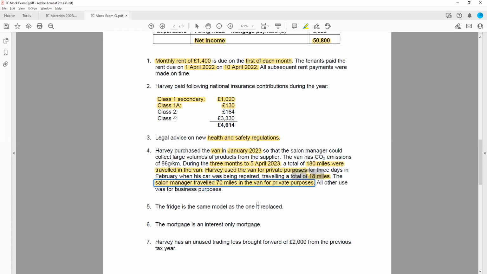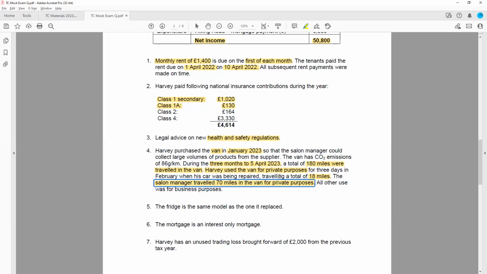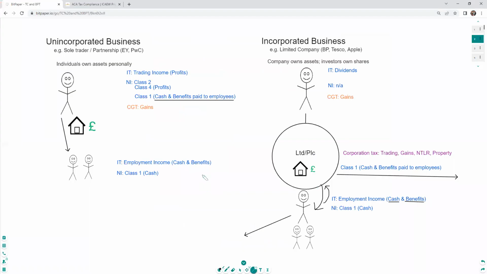Now there's this issue of the salon manager. Even though she's used it for private purposes, we're calculating the trading income for Harvey's business. And even if the salon manager has been using it for private use, from Harvey's point of view and from the business's point of view, that is still for business use. Because if an employer gives an employee an asset that they can use for their private use, and clearly he's obviously permitted use of the van for private use, then that's part of the remuneration package of the employee. So therefore, it will be the employee, the salon manager, who will pay income tax on that benefit, the fact that she got private use of a van.